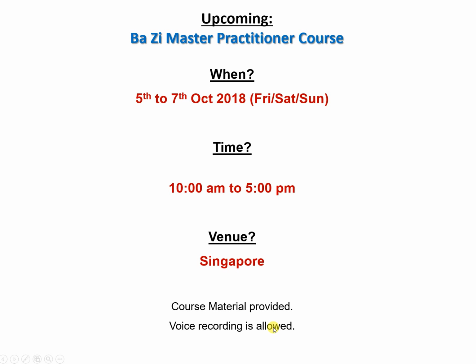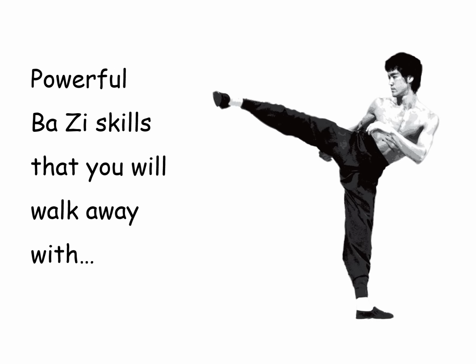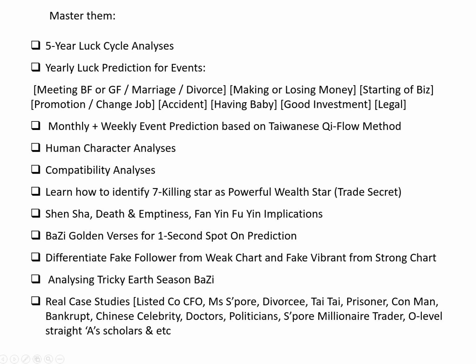So, what are the powerful 八字 skills that you will walk away with in this 八字 Master Practitioner course? You are going to master how to do 5-year luck cycle analysis, as mentioned just now, and go down to yearly as well as monthly. And we are going to teach you this Taiwanese Qi flow method, which was invented by a famous late 八字 master. His surname is Qian. He passed on last year.